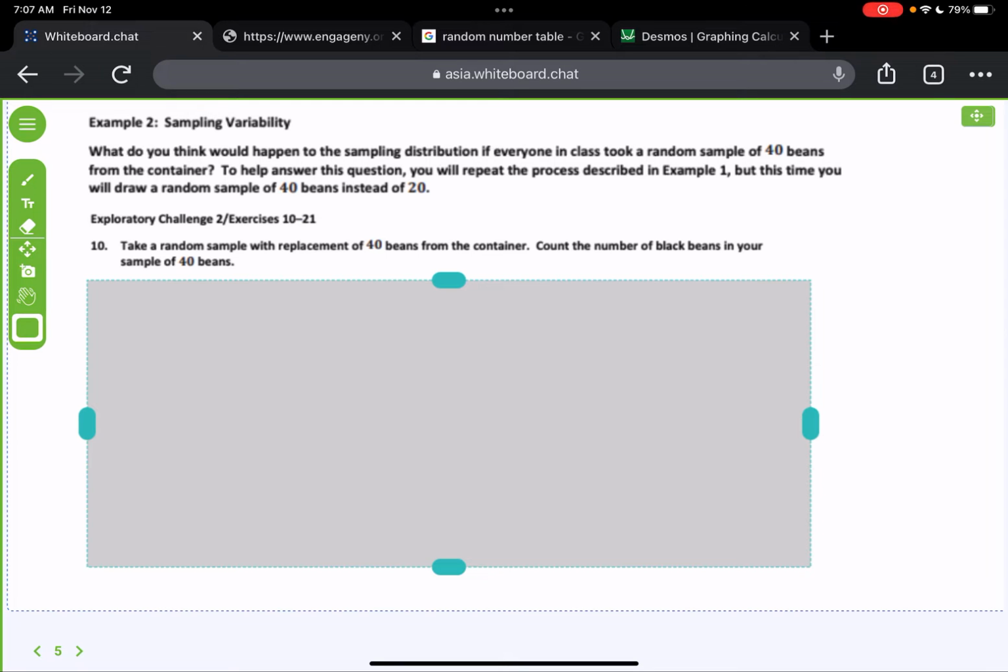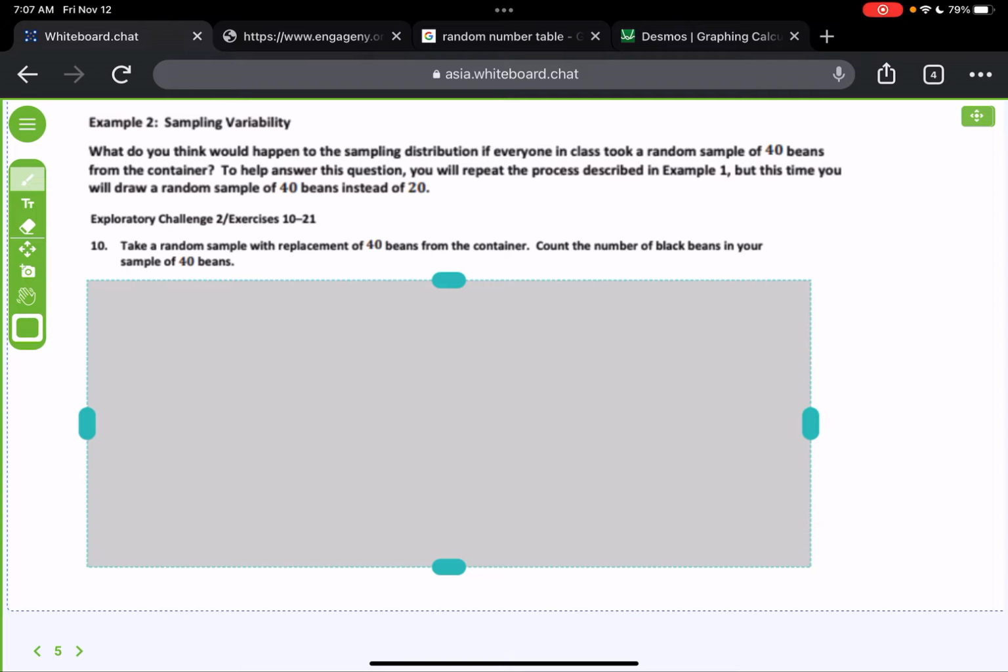Okay, so now we want to look at example 2, and that's talking about the sampling variability. This is the type of stuff that I really like looking at. So how does it vary? How do the distributions vary? What do you think would happen to the sampling distribution if everyone in the class took a random sample of 40 beans? Remember, it was 20.